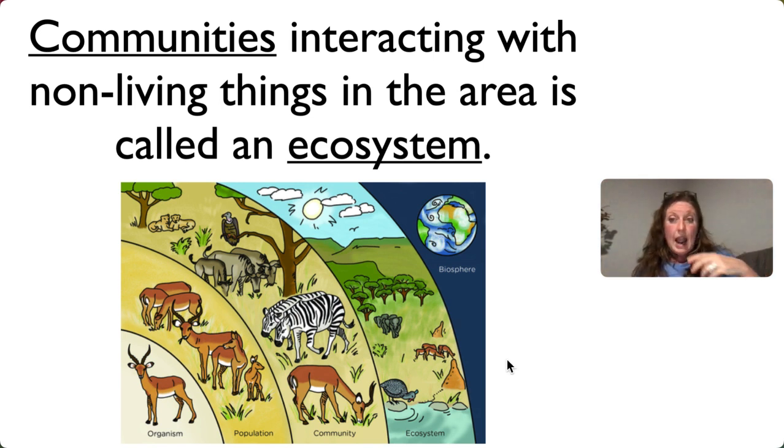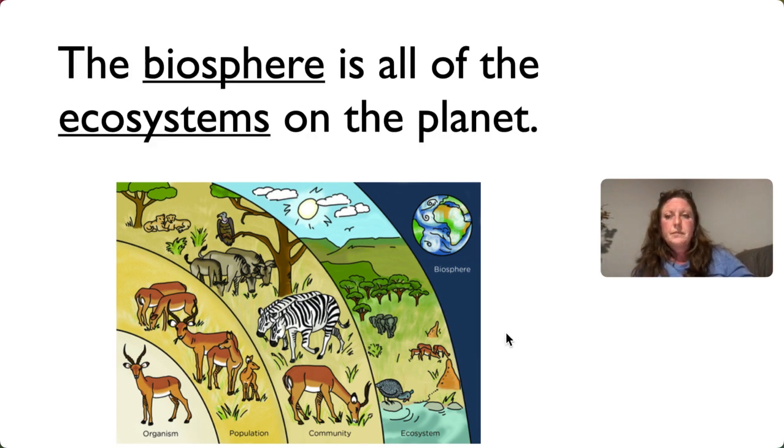Communities, when they interact with non-living things in the area, is what we call an ecosystem. So for our polar bear and friends, that would include the icebergs, that would include the air, that would include the water. All of that is part of that ecosystem. When we put all of the ecosystems together on the entire planet, this we call the biosphere.